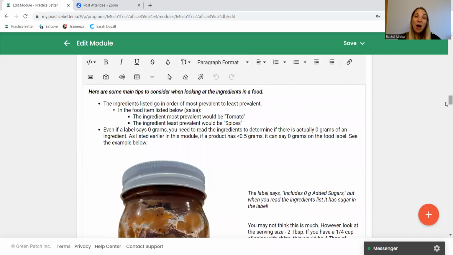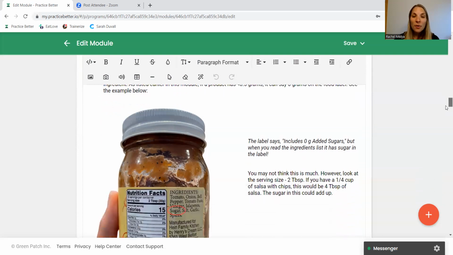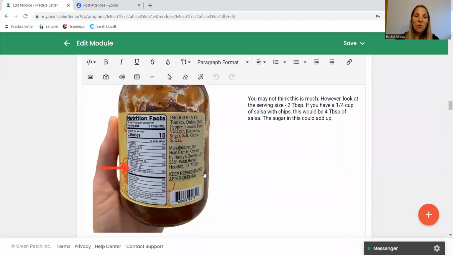All righty. Now, like I said before, even if a label says 0 grams, you need to read the ingredients to determine if there's actually 0 grams of an ingredient within there. So we go down here. What I want to show you is it says here includes 0 grams of added sugar. I know it's kind of small, so I apologize for that. But when you read the nutrition facts panel, sugar is in there. That's a way they can sneak around because it's probably less than 0.5 grams per serving.